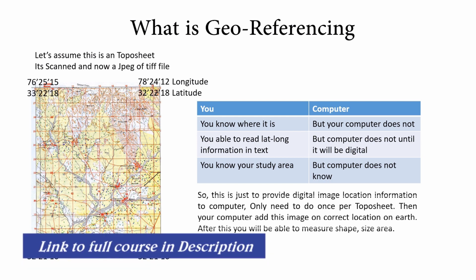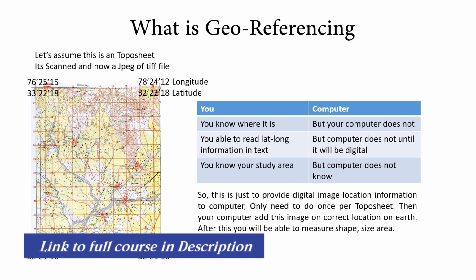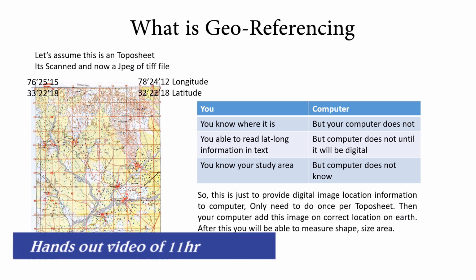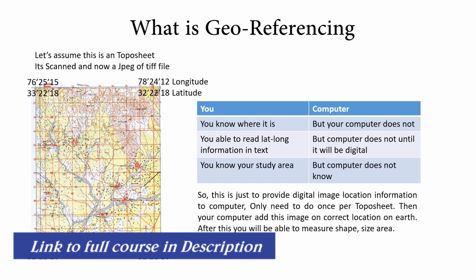So what is georeferencing? It is just providing the digital image's location information to the computer. A file is created with your image by linking your pixels to latitude and longitude, and from this information your computer will be able to read the location information from the image. Whenever you scan a topo sheet the first time, it does not have any information, so it only needs to be done once for your scanned map or topo sheet. Then your computer adds this image to the correct location on the earth.